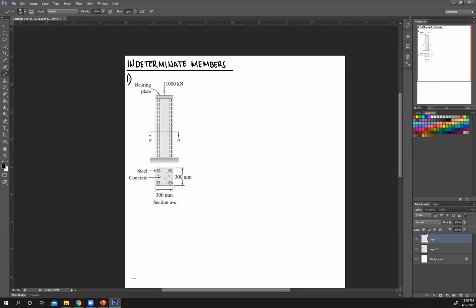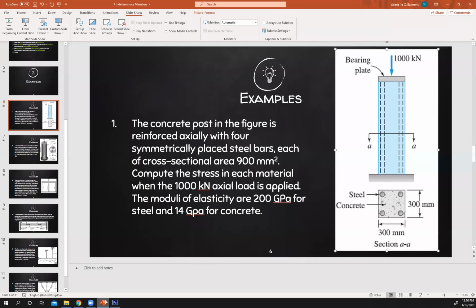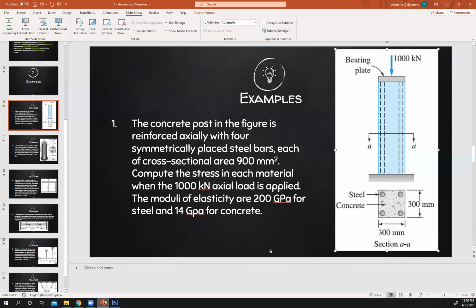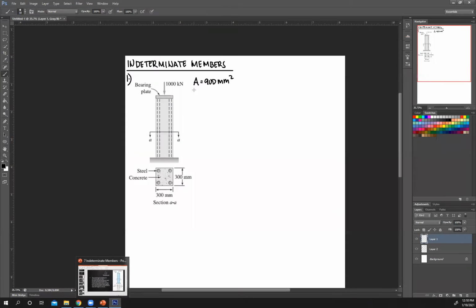Okay, again, first, let's write the given. So you have this drawing. Cross-sectional area 900 millimeters squared. So write it there. What else? And of course, 1000 kilonewtons. And E is 200 for steel and 14 for concrete. So E for steel, let's call that E_ST, 200. And then for concrete, let's call that E_C, 14.